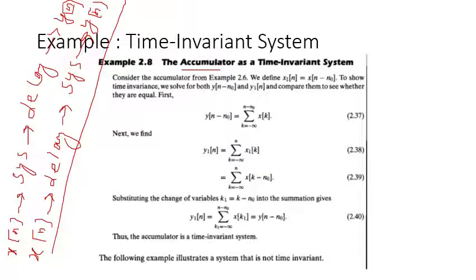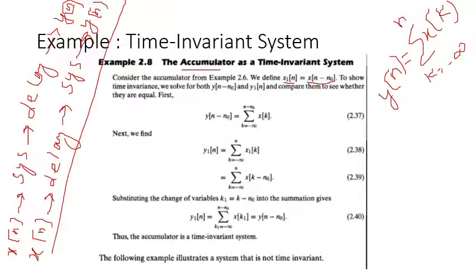So this is the accumulator system. The accumulator system is this. Let me write it for you because here it is not written. y of n is equal to summation x of k, where k starts from minus infinity and goes towards n. So what we did, we took the input x1 of n and we delayed the input.